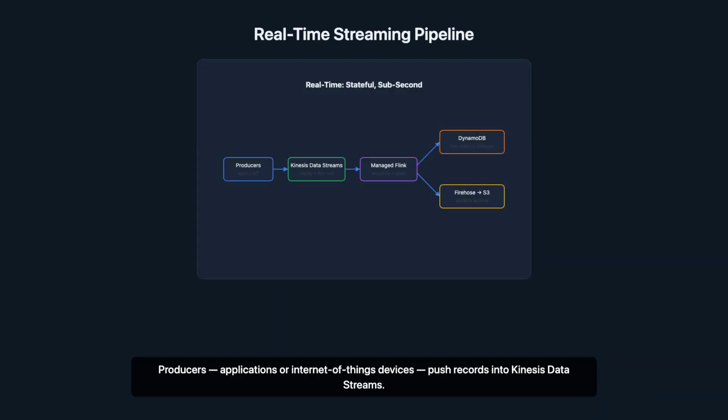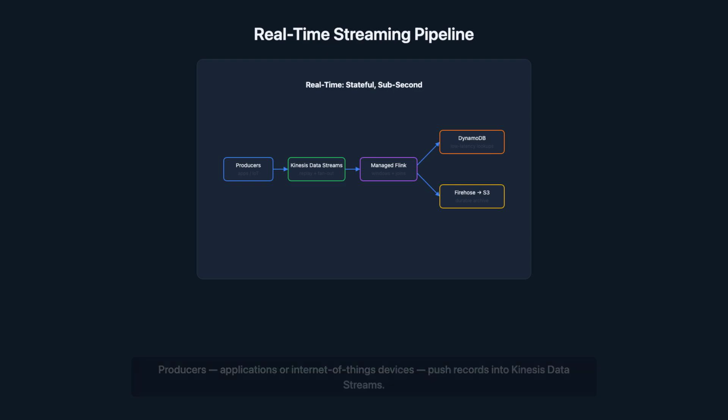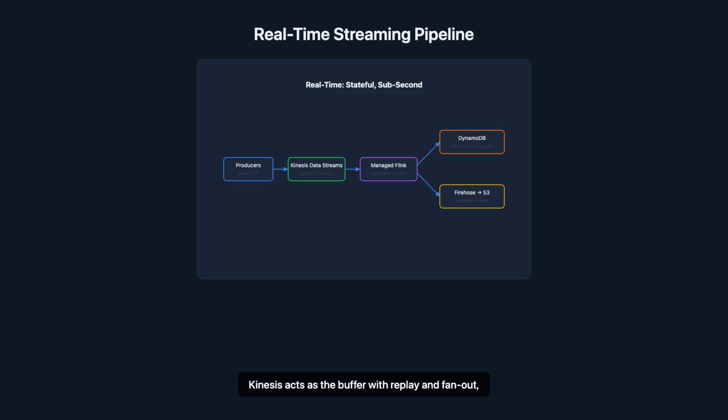Producers, applications, or Internet of Things devices push records into Kinesis Data Streams. Kinesis acts as the buffer with replay and fanout, holding records for up to 7 days. Managed Flink reads the stream and runs the stateful work: tumbling and sliding windows, stream-to-stream joins, exactly once aggregations. The enriched output forks 2 ways.